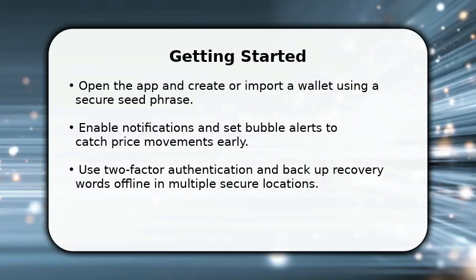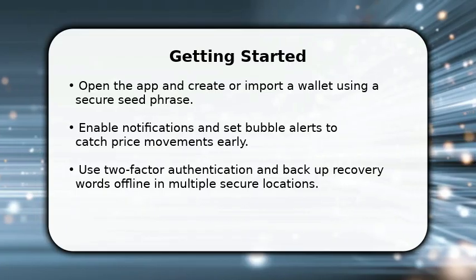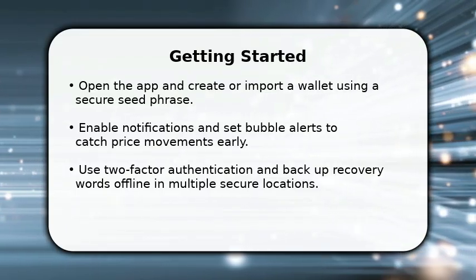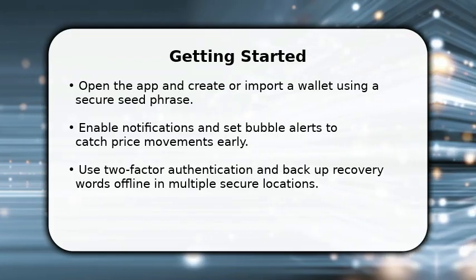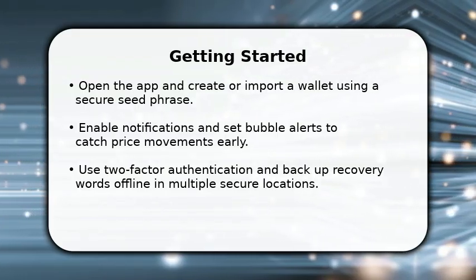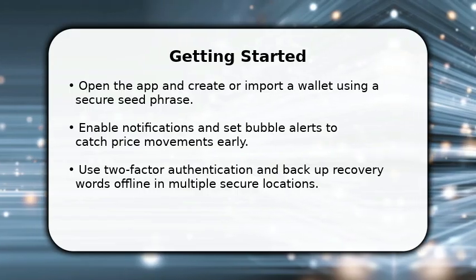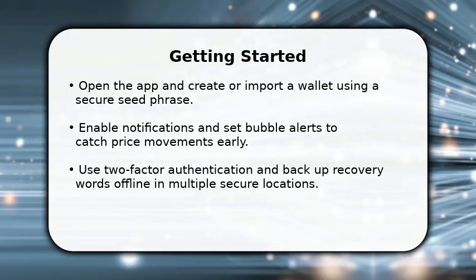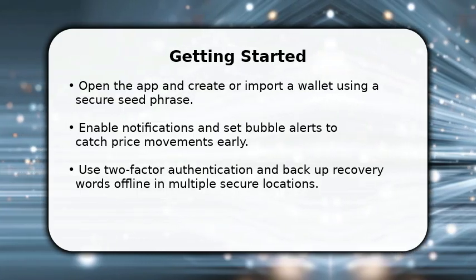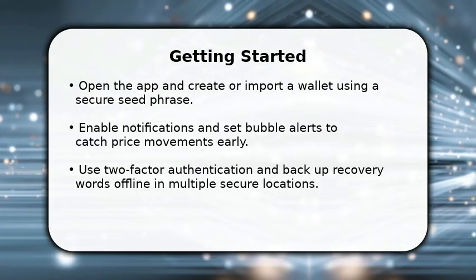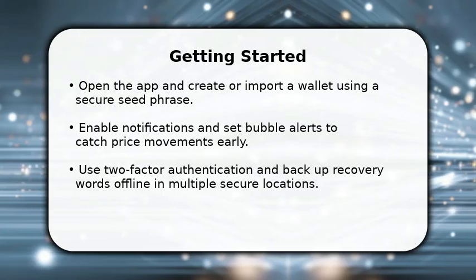In this video, I will explain how to use the Crypto Bubble app, an easy method. Open the app, create or import a wallet using your seed phrase, then enable notifications for price bubbles. Tap the bubble icon to view charts, set a buy or sell alert, and confirm with two-factor authentication. Monitor your bubbles, adjust alert thresholds, and use the in-app tutorial for guided trades and risk settings.